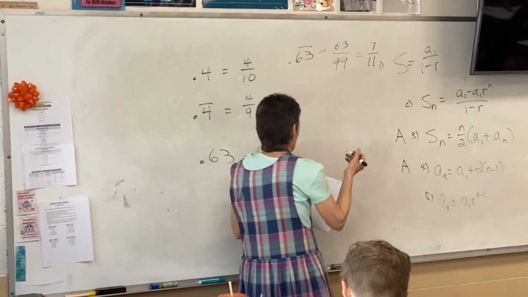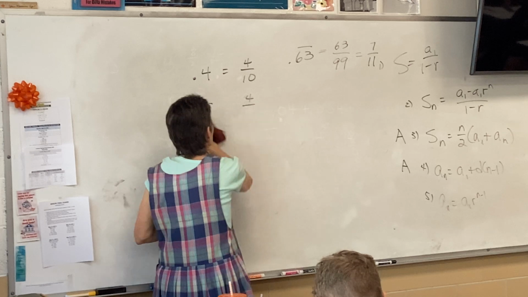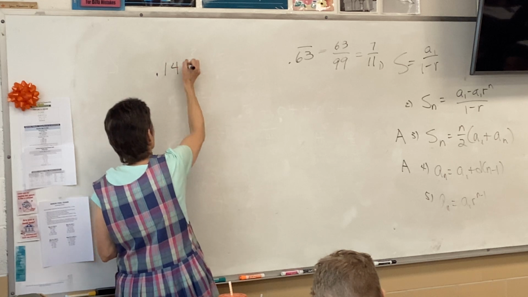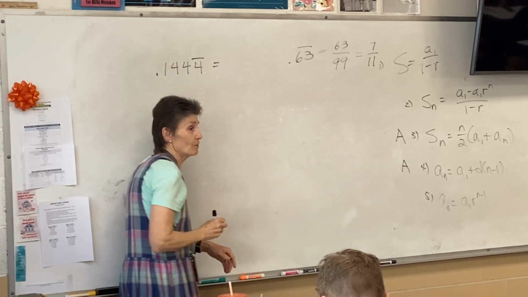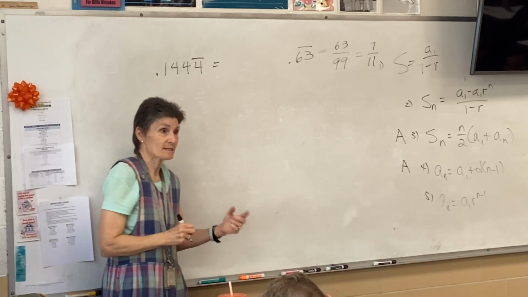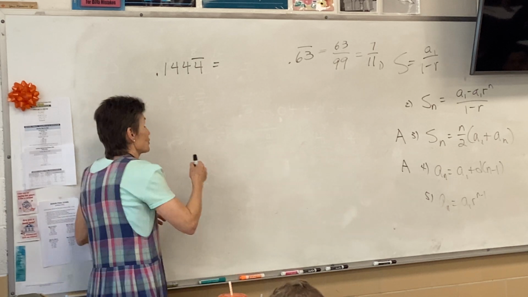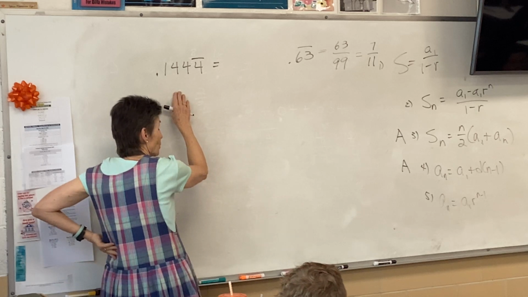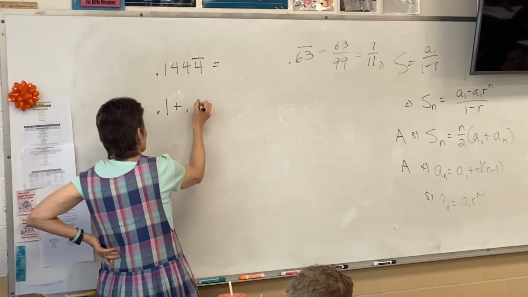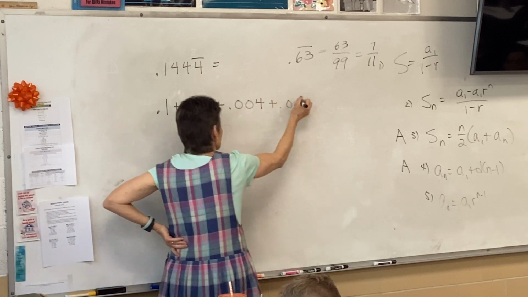Now, problem C is harder. What makes problem C harder? The whole shebang isn't repeating. It's got that 1 in there, and then it's got the repeating part. So, pay attention. This looks like a test question or quiz question. 0.1 plus 0.04, 0.004, and so on.